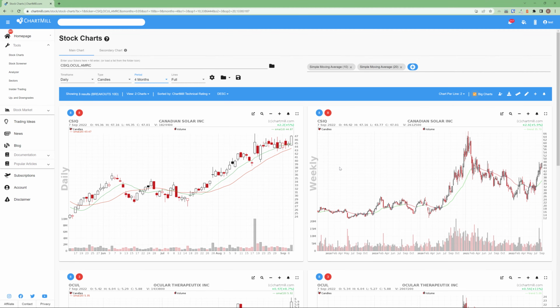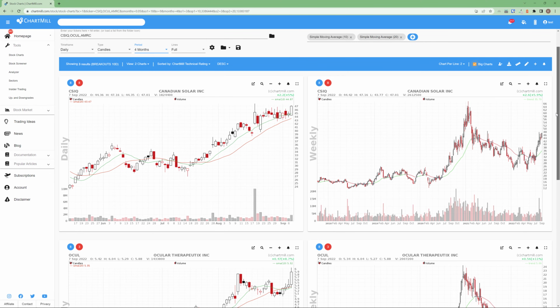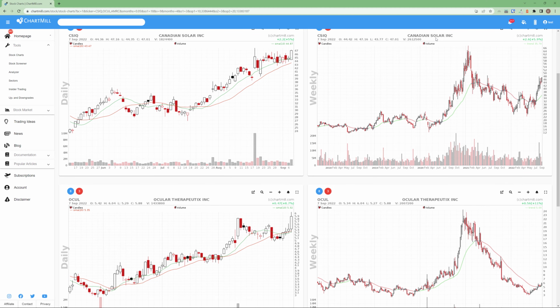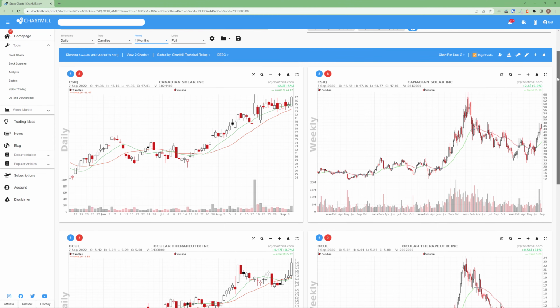And now you can compare the weekly and the daily time frame. So as you can see, for these breakout stocks, the long-term trend for Canadian Solar is positive.